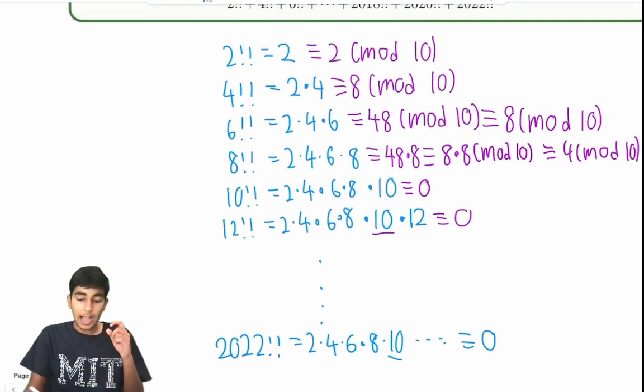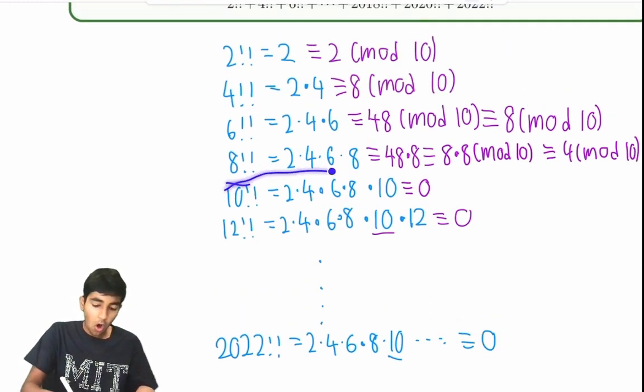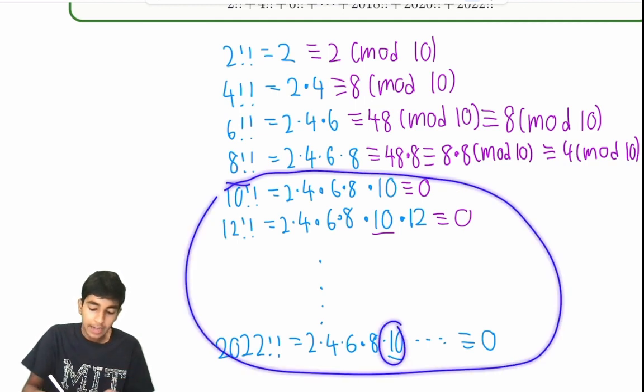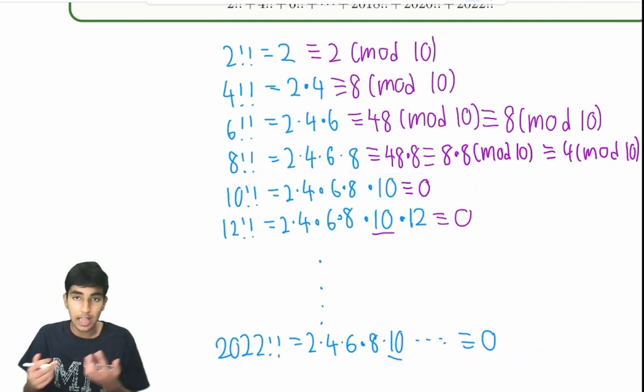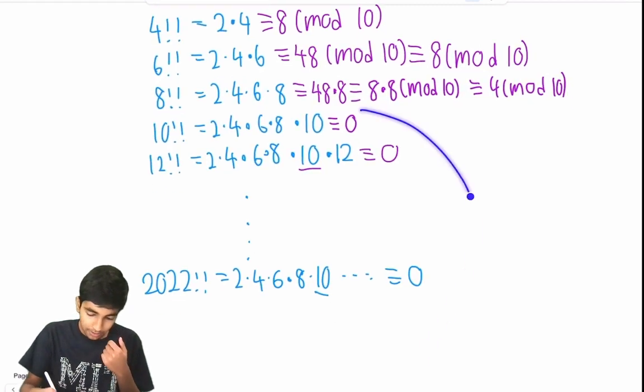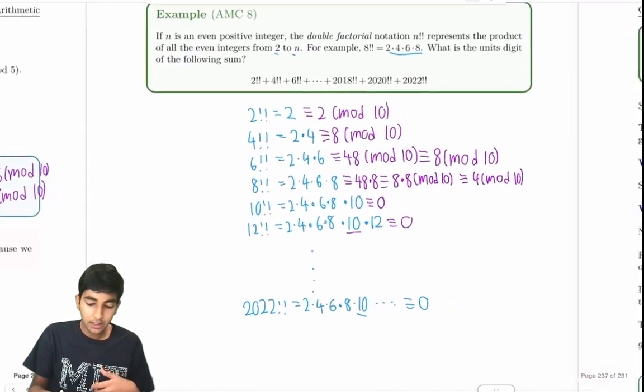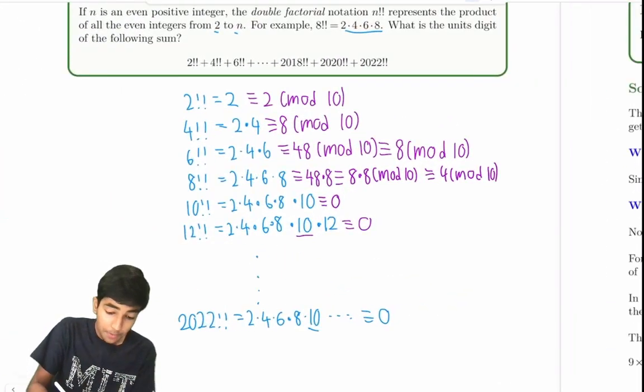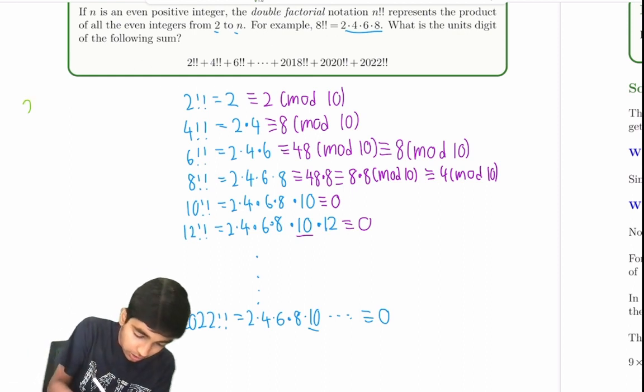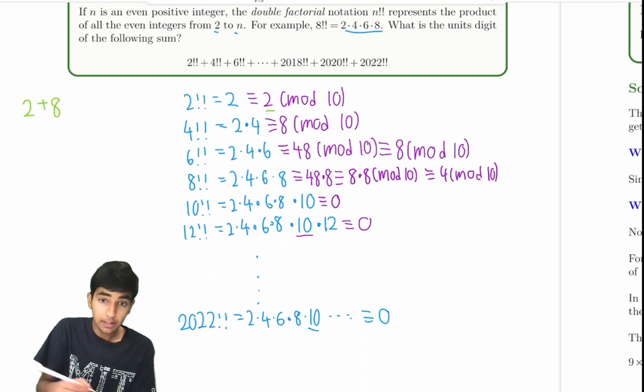So it seems like after 8 double factorial, all of the rest of them have a 10 in them, so they are going to be 0 mod 10. So therefore, all of these are 0, so we don't even have to consider them. So now all we do is add them up. 2 for this first one, plus 8, right? Plus another 8, plus a 4.